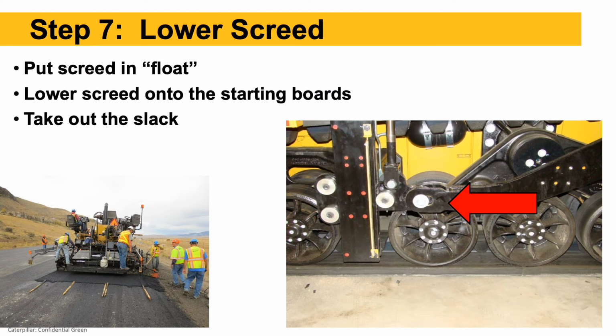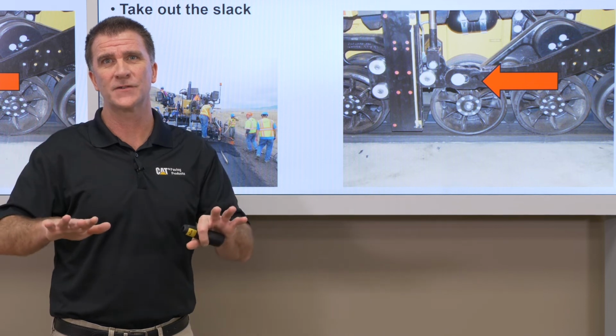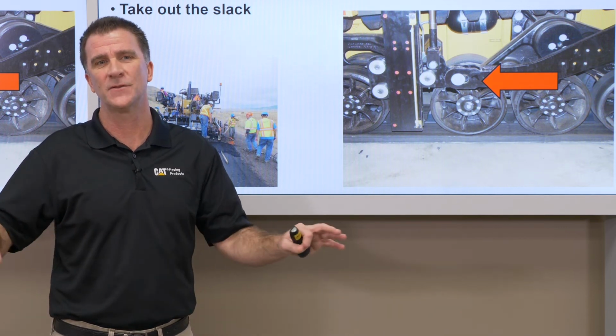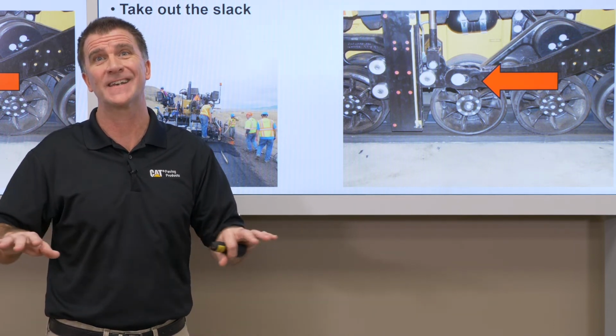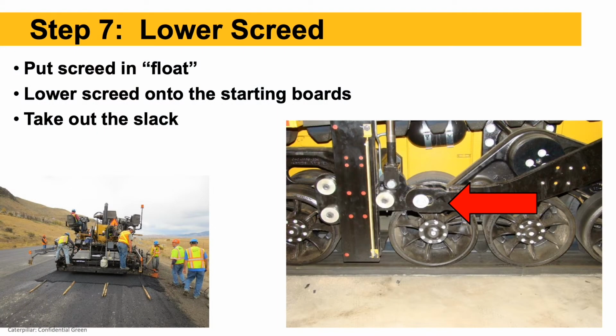So you've got buttons on the tractor, on the paver to raise and lower the screed. But when we put it into float, what that does is lowers the screed and releases all the tension or any forces acting on that screed from the hydraulic cylinders that raise and lower it. So we put it in float mode, let the screed come down onto the starting boards.